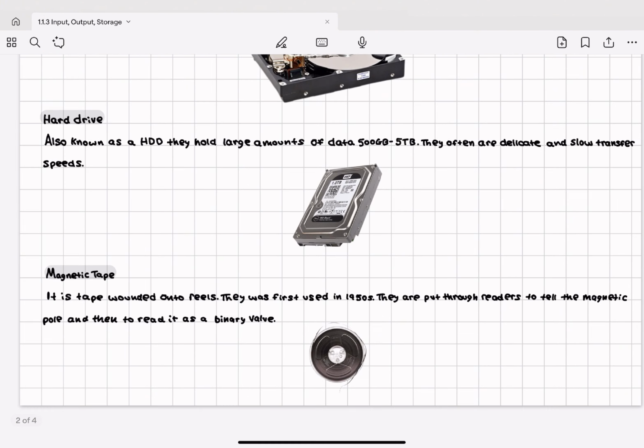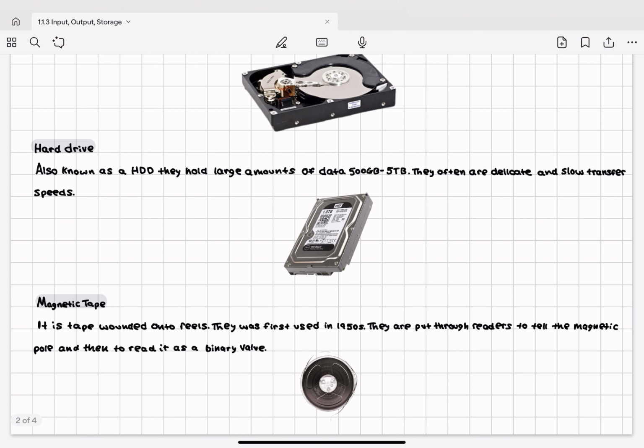One magnetic storage type is hard drives. They're also known as HDDs. They hold large amounts of data, so around 500 gigabytes to 1 terabyte. They're often used as a cheap alternative to an SSD. They are very delicate. If you drop it, you're probably going to break it because the internal components are very weak. They also have really slow transfer speeds compared to SSDs.